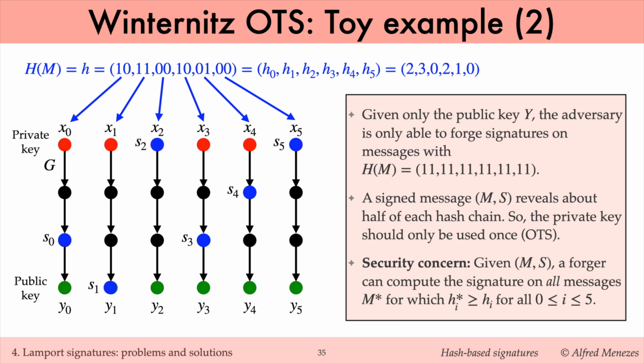However, there is a more serious security concern. Once an attacker obtains one signed message, they can easily compute the signature for all messages M* whose hash values H* have individual 2-bit blocks Hi* that are each at least as large as the corresponding block Hi for the message M. This is because the attacker can compute all subsequent elements in each hash chain beyond the revealed elements, in other words, the blue dots.